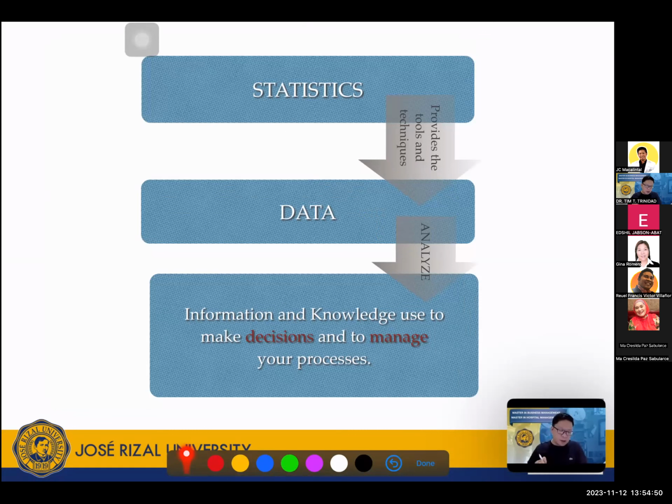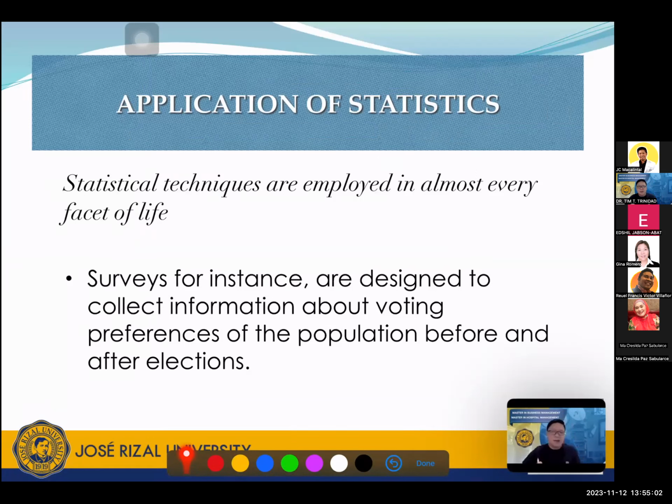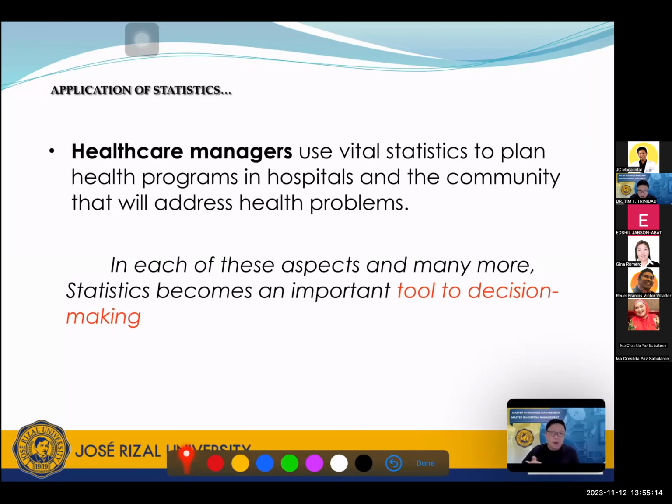And then when you have that information and knowledge, you're going to use it in your decisions to manage your process. We can apply statistics in so many ways. You can see statistics in your daily life, in surveys, in marketing, in business, in healthcare, especially with you being healthcare managers. We use statistics to plan health programs in your hospital and in your community that will address your health problems. In each of these aspects and many more, statistics becomes an important tool in decision making.